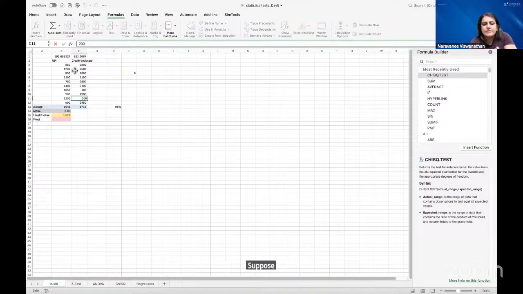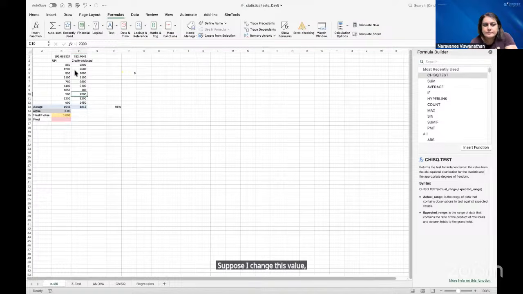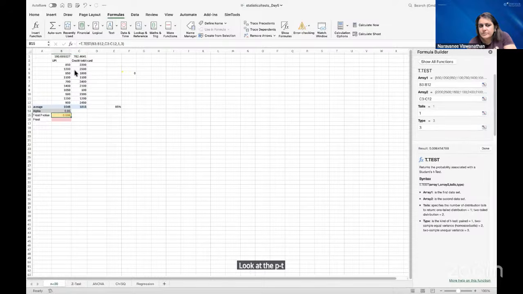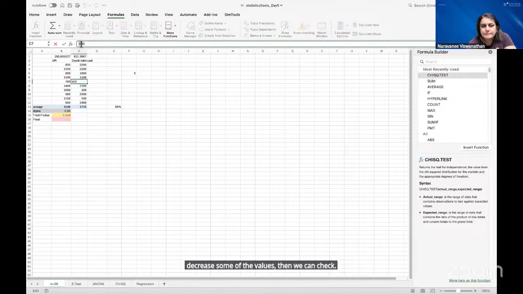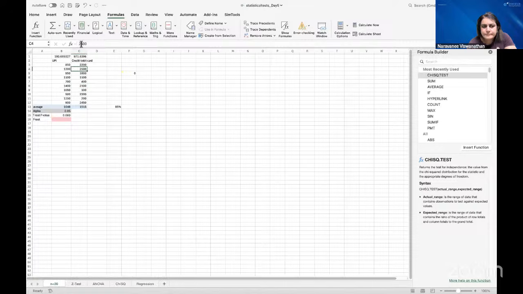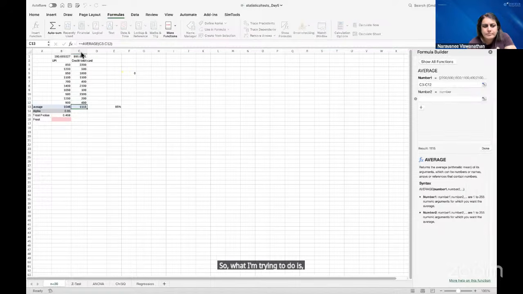Suppose I change this value. So you can see I actually increased it, right? Look at the p value. Has it become smaller? It's 0.006. It is less than this. So you can see that. So maybe I should decrease some of the values, then we can check.